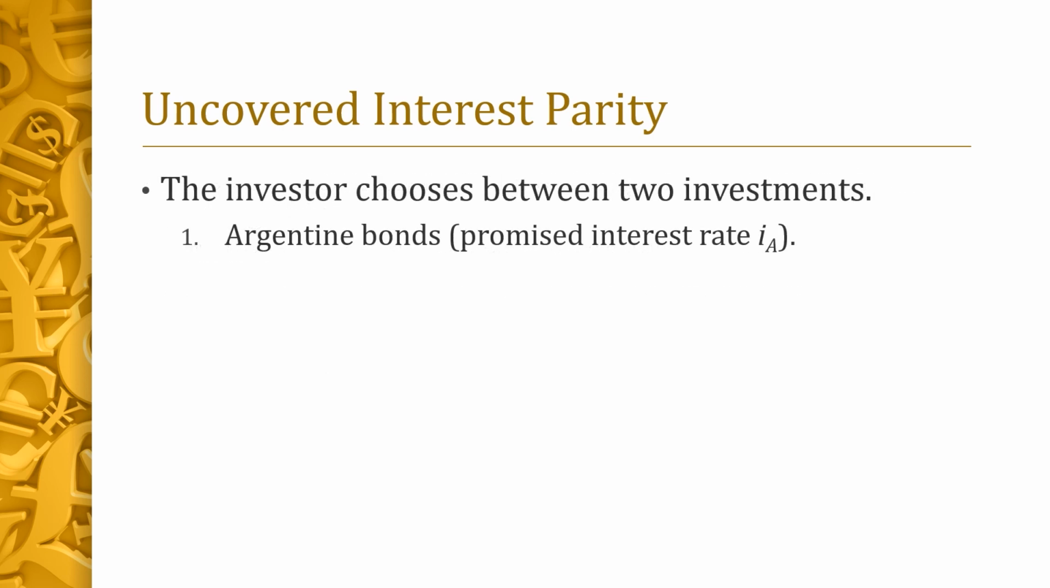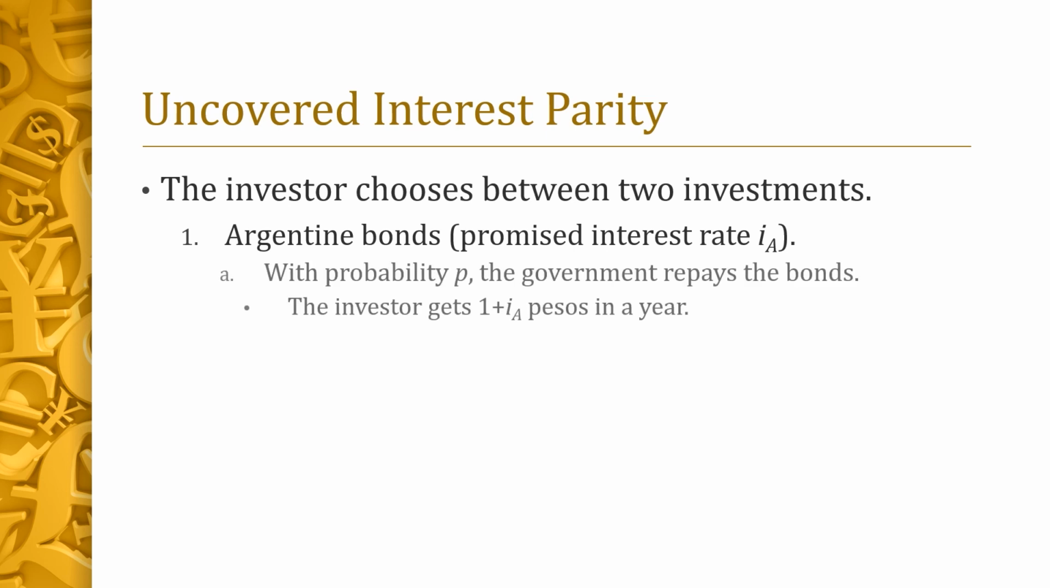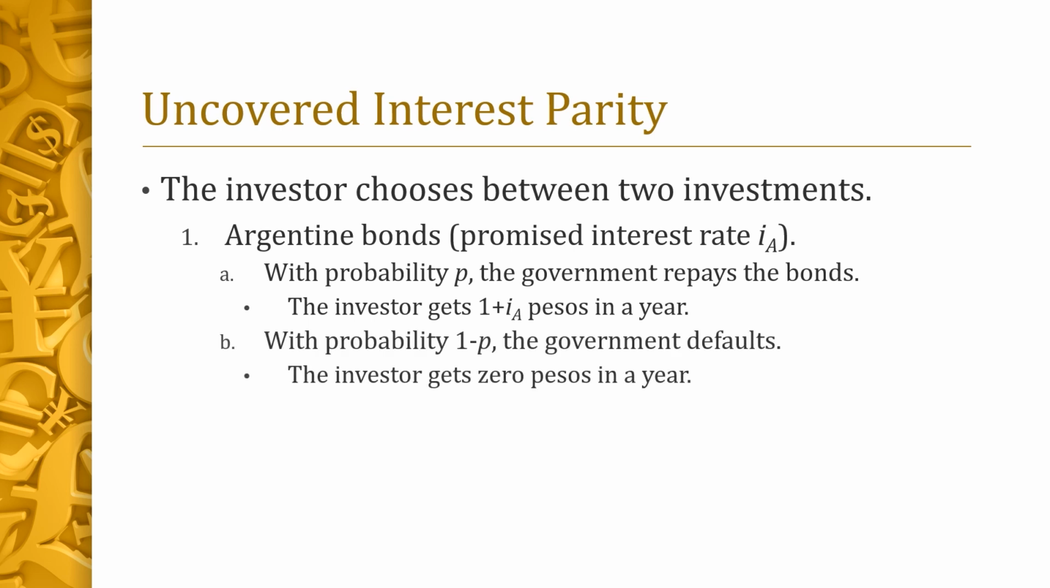Let's assume also that the investor has just 2 possible investments for her peso. First, she can buy Argentine government bonds. These bonds promise an annual interest rate of IA. However, repayment of the bonds is not guaranteed. With probability P, the government will repay principal and interest on the bonds in a year. The investor will be repaid her peso investment plus IA pesos in interest. With probability 1 minus P, the government will default. The investor will get nothing.